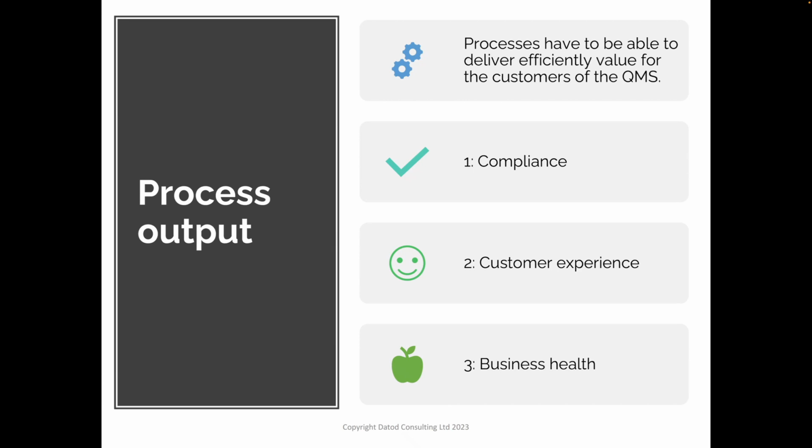The same as process output, in terms of the processes really having to be able to efficiently deliver value for the customers of the QMS. So we talked about the three customer groups: compliance, customer experience, business health. So really, if you've got a process within the QMS that's not satisfying one, if not all, of those customer groups, then you really should question whether you should have that process or procedure within your documentation.